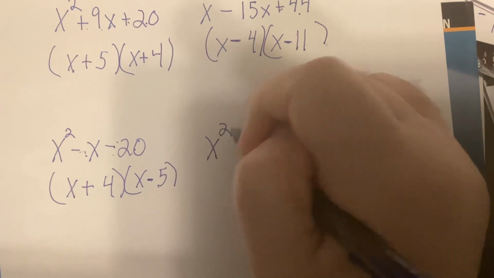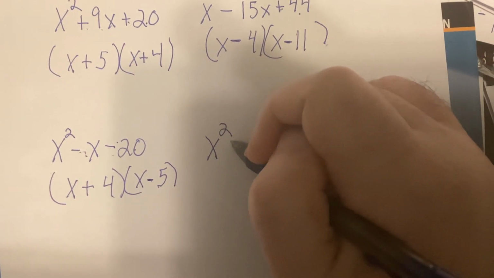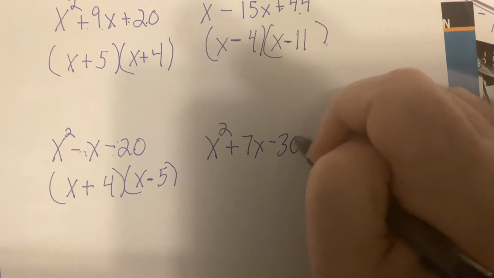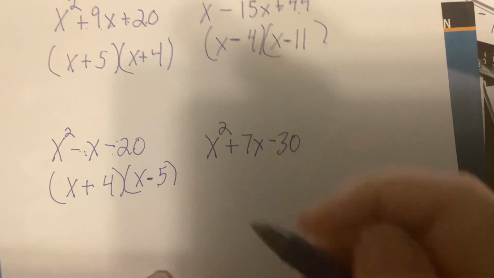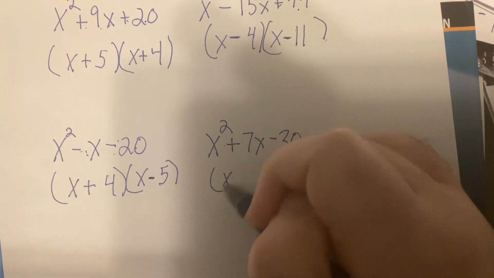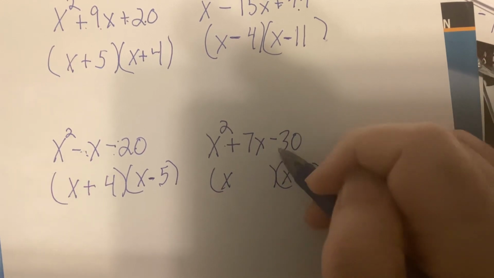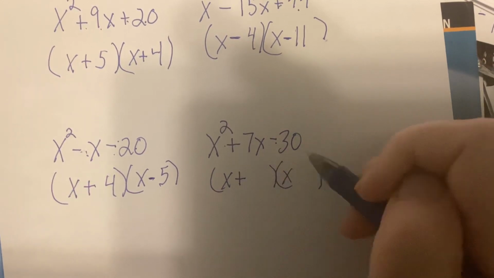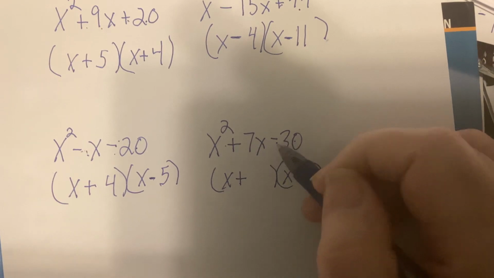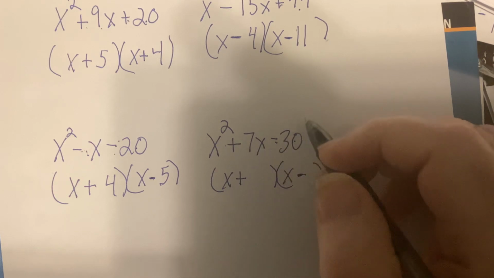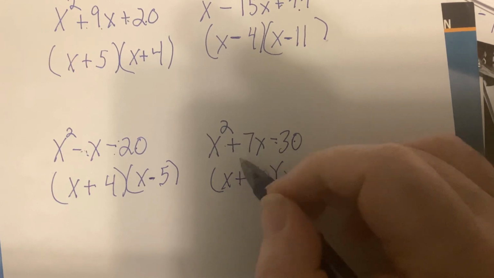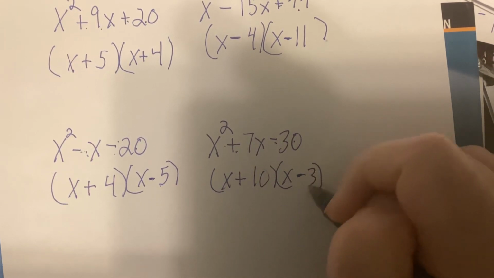So if I did x squared plus 7x minus 30, again, I'm trying to break it up into 2 binomials. X squared is x and x. Last term's minus, so it's plus minus. And what do you multiply to get 30, but you subtract to get 7? That would be 10 and 3. And the 10 goes with the middle sign because it's the largest factor.